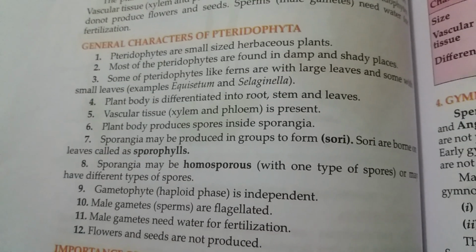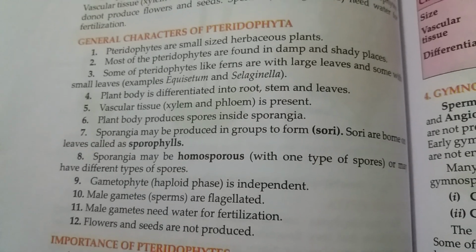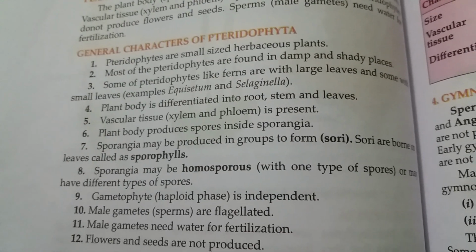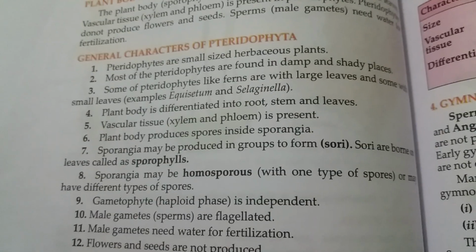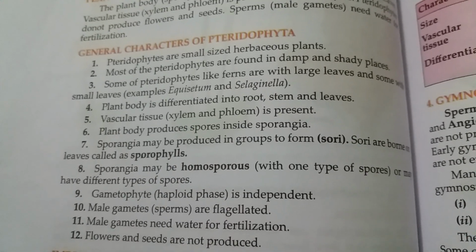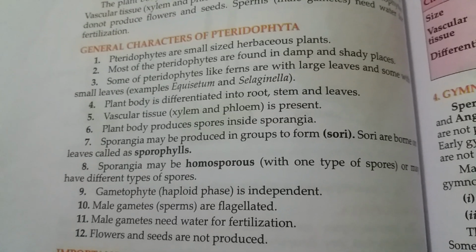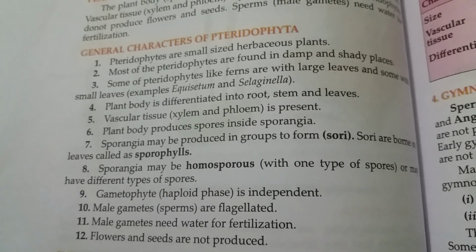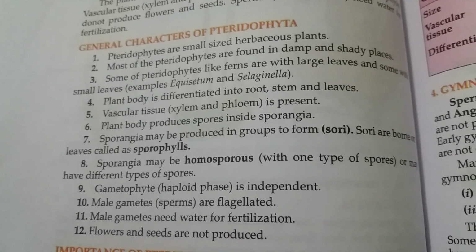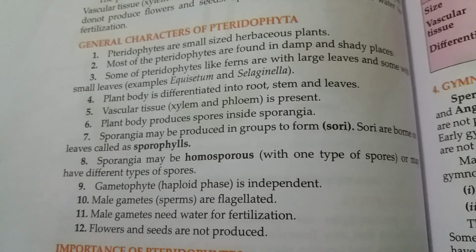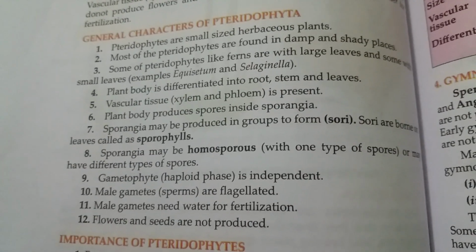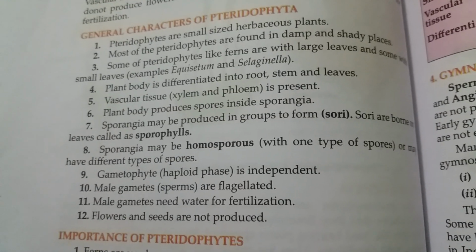Now the third one is general characteristics of Pteridophyta. Pteridophytes are small sized herbaceous plants. Most pteridophytes are found in damp and shady places. The plant body of pteridophytes is differentiated into root, stem and leaves. Vascular tissue is present, and the plant body produces spores inside sporangia. Sporangia are the rounded bodies in which spores are produced.